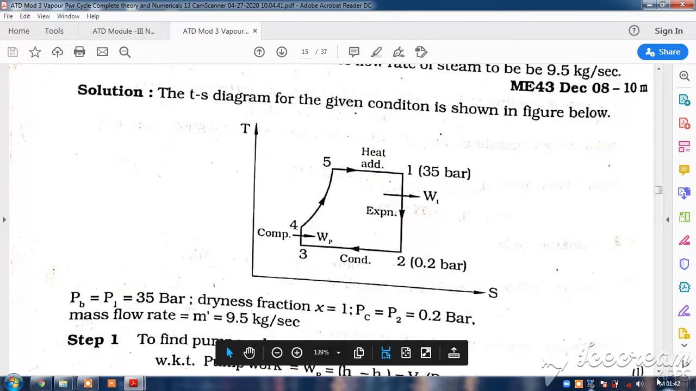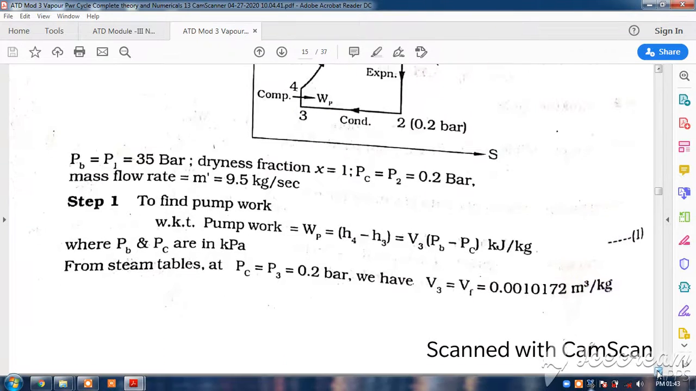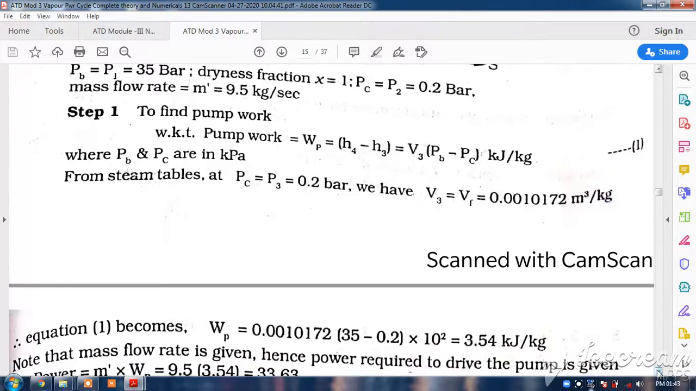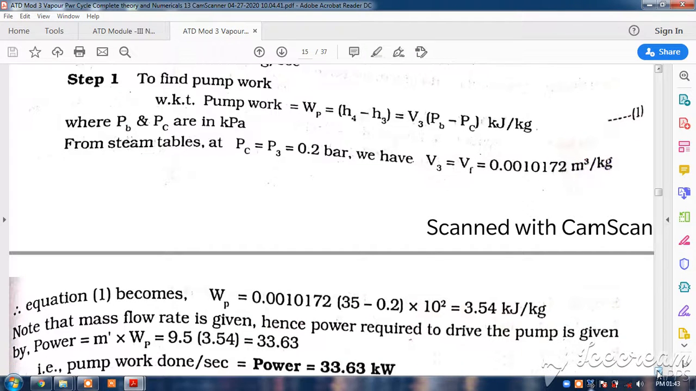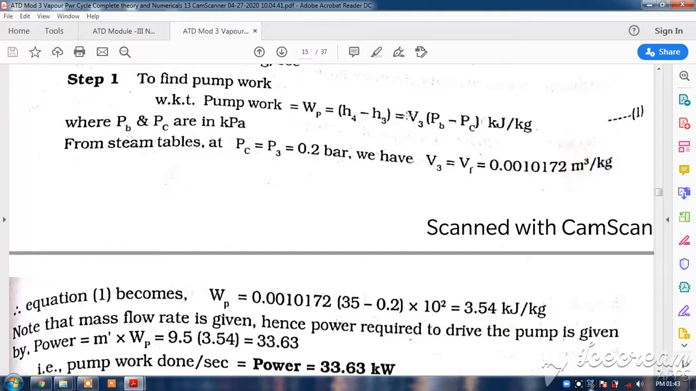Okay, and the flow rate is 9.5 kg per second. So P1 boiler pressure, P1 is equal to 35 bar, dryness fraction is 1 at condition 1, PC is equal to P2 is equal to 0.2 bar, that is condenser pressure. Now to find out pump work is equal to H4 minus H3. Now we don't know this, so there is a formula, that is specific volume multiplied by boiler pressure minus condenser pressure, where these two are in kilopascal.